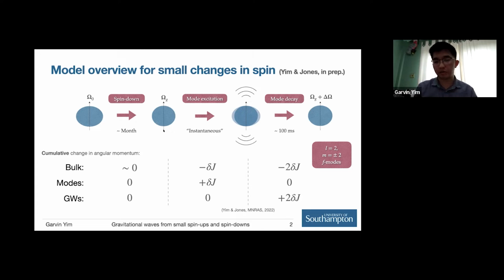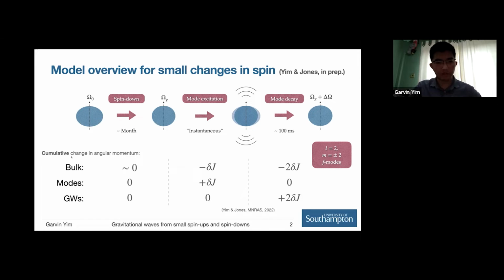The mode which we'll assume is excited is the L equals 2, M equals plus and minus 2 F modes. The plus or minus 2 refers to whether the mode is going in a prograde direction or a retrograde direction. This mode excitation happens on an instantaneous time scale. Because these modes cause a time-varying mass quadrupole moment, gravitational waves are emitted. As a result, the mode decays on a timescale of around 0.1 seconds. And so the final configuration is that the neutron star has gained some angular frequency due to the excitation and decay of these modes.